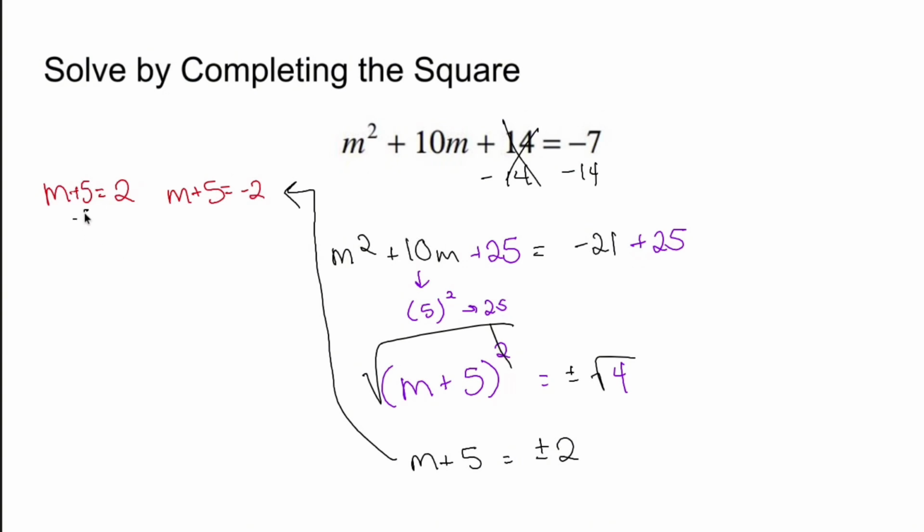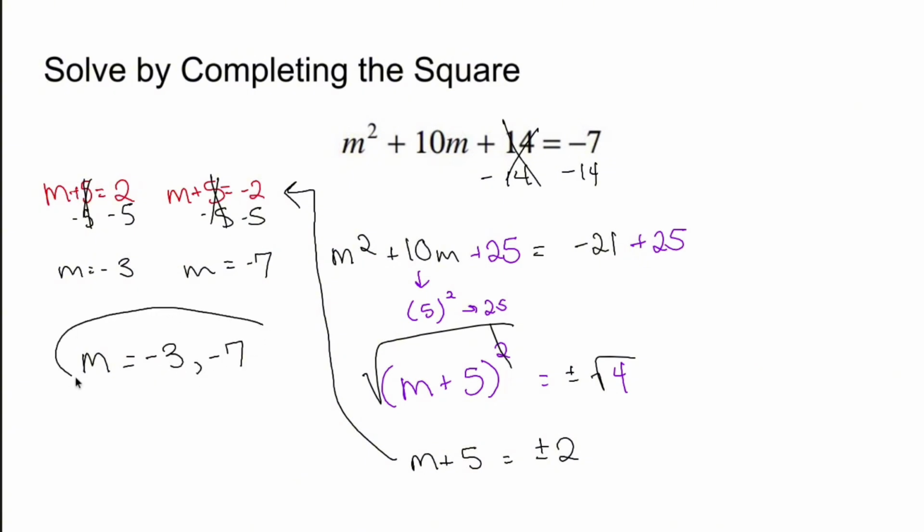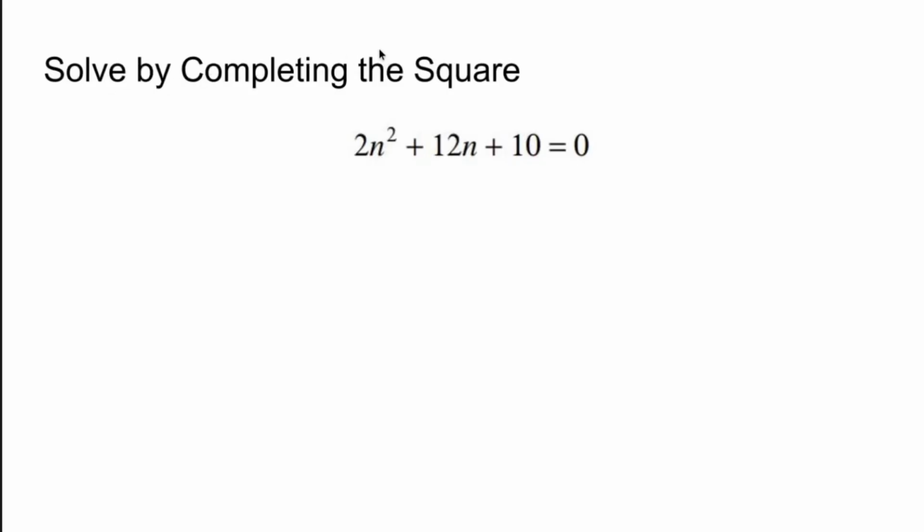Subtract 5 from both sides. M equals -3. Subtract 5 from both sides, and m equals -7. So at the end of the day, we have two possible answers. M equals -3 and -7. And that's your guy. Solve by completing the square.